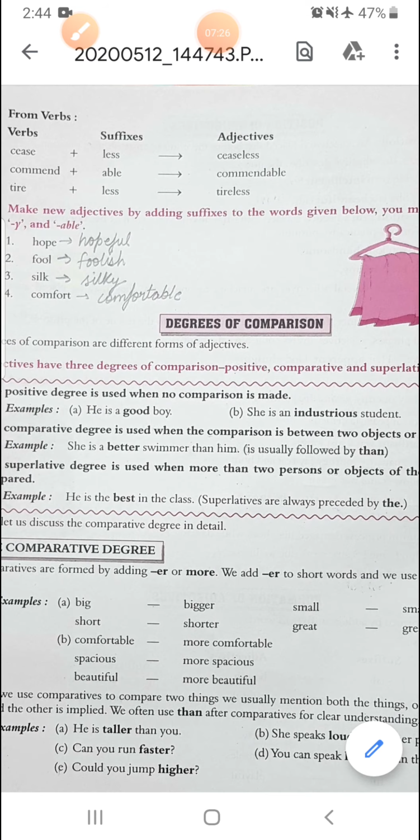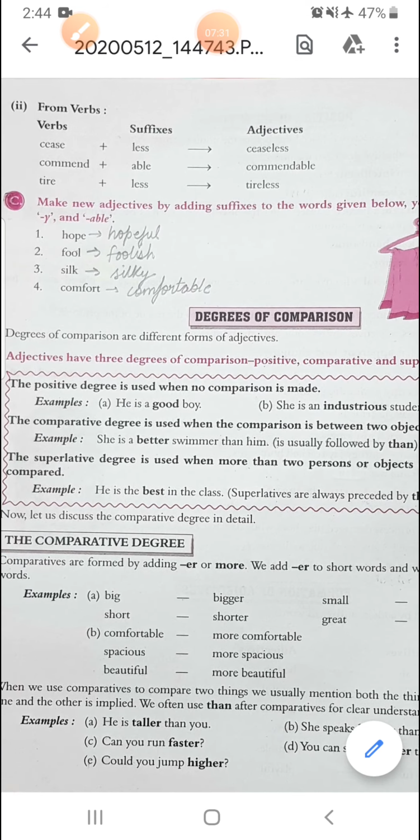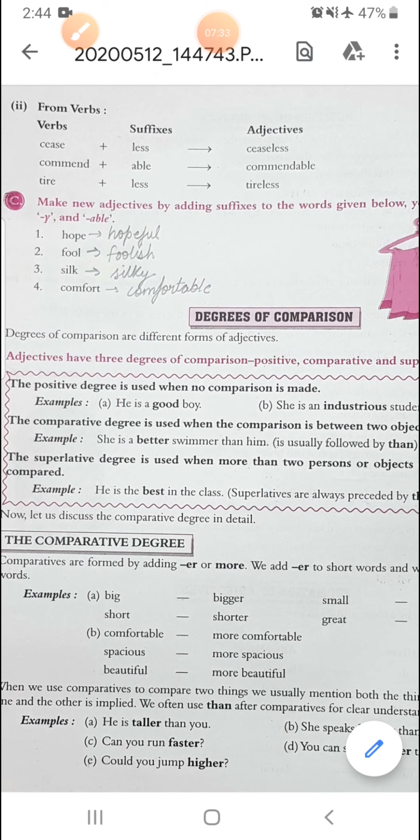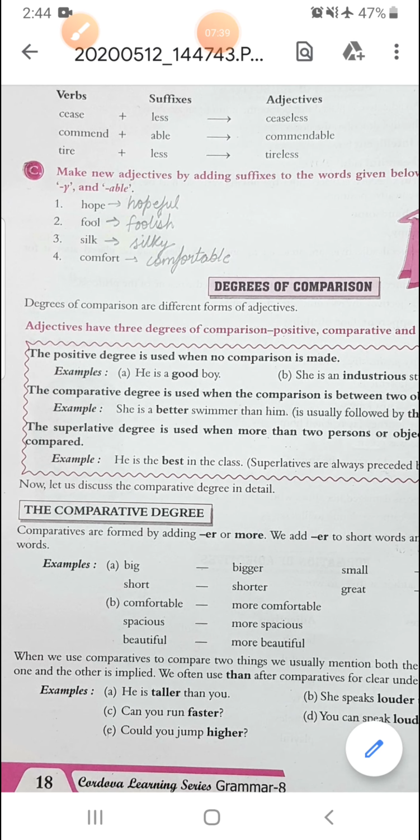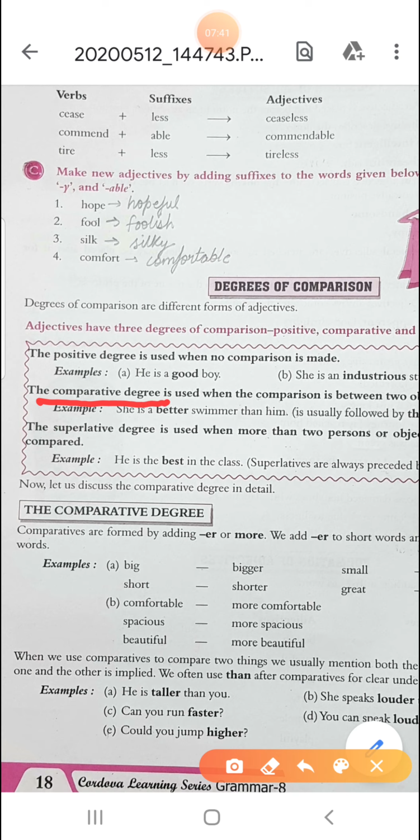Alright, we are not using it to compare. We are just telling about them. Like in the first one we are just telling about this pronoun he, and in the second one I am just talking about this pronoun she. Then see the second one, that is the comparative degree.